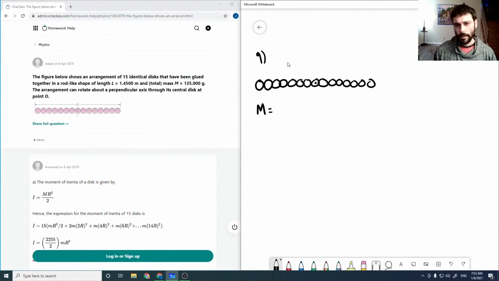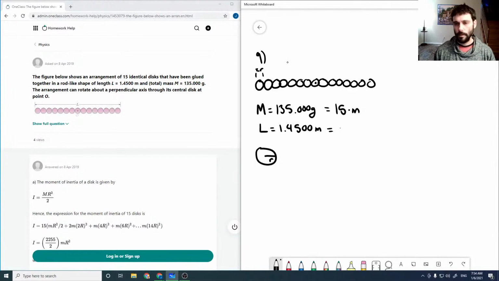And so it says that our mass is 135.0 grams, which is equal to 15 times our little masses. So each of the little masses. And our length is 1.4500 meters. And if we expand one of the little circles, so we have an R, then each one will have a width of 2R, and so this is 30R. Okay, so that will just help us for later.